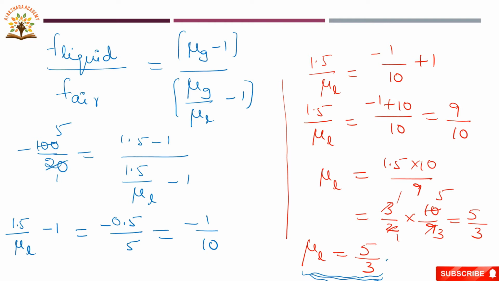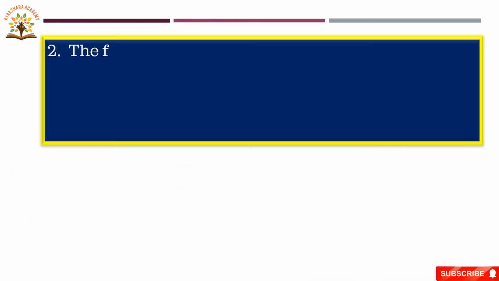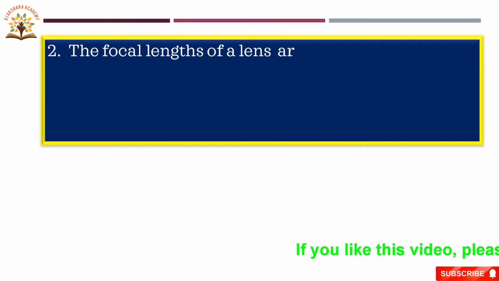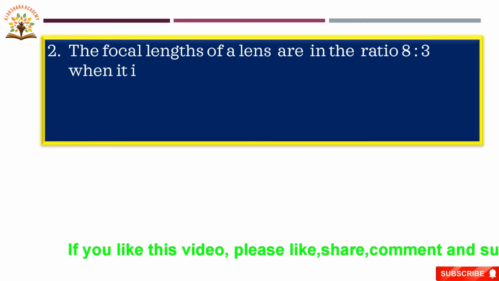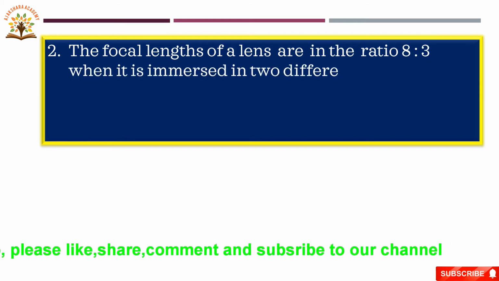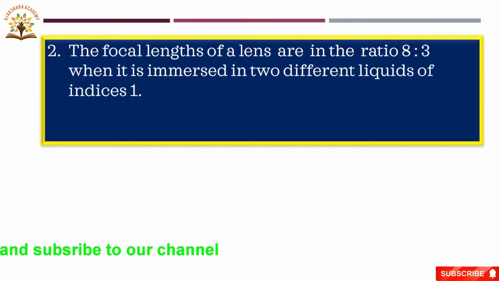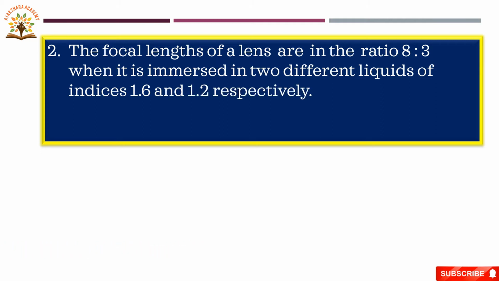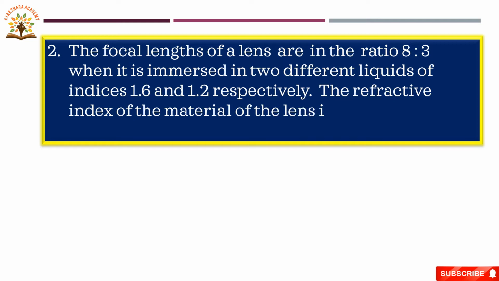Okay. Next we will go to the next question. The focal lengths of a lens are in the ratio 8:3 when it is immersed in two different liquids of refractive indices 1.6 and 1.2 respectively. The refractive index of the material of the lens is, here we have to calculate the refractive index of the material of the lens. Let us go to the solution.